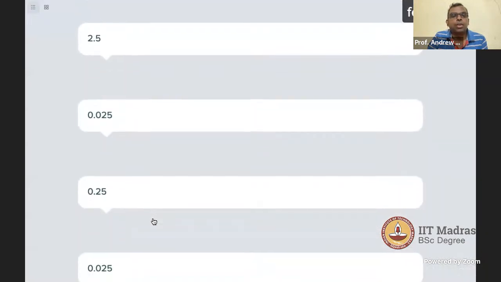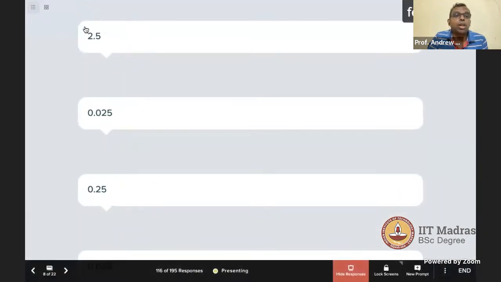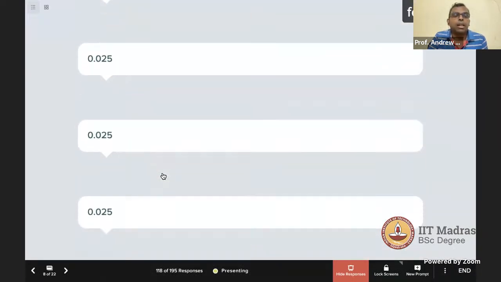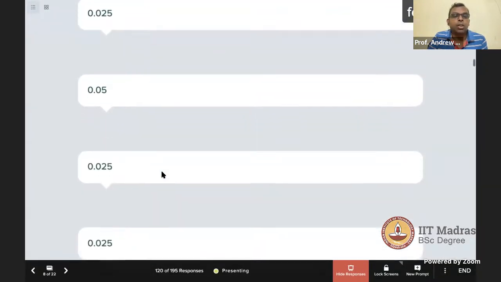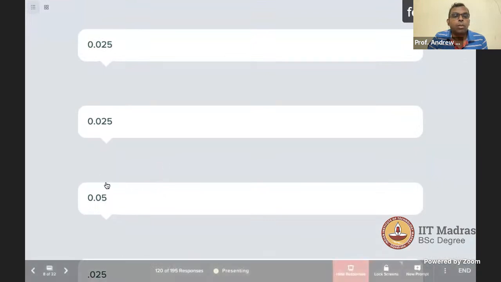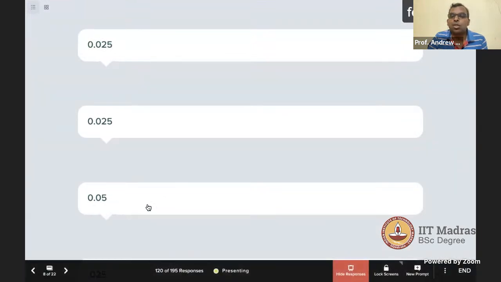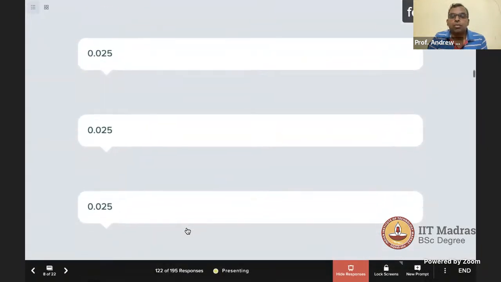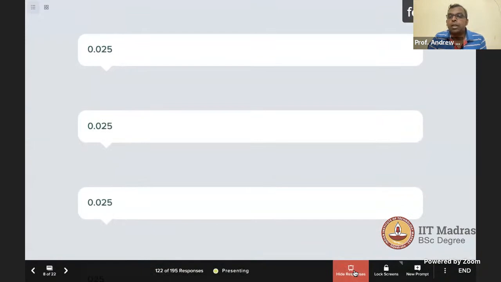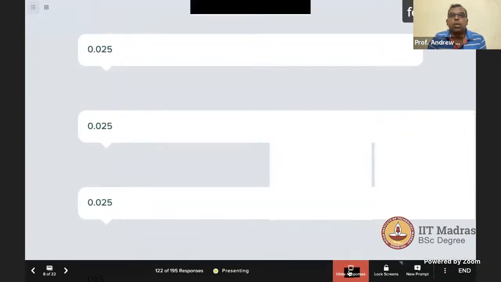It's 0.025. It's 2.5? Oh my God. When I see a number like 2.5, I get really, really scared. No probability can be that big. However big we think we are, probabilities cannot be bigger than 1. 0.05 is a common wrong answer. You're forgetting to divide by 2. So you need 0.025. Okay, good.